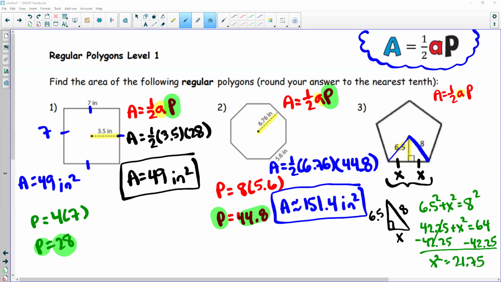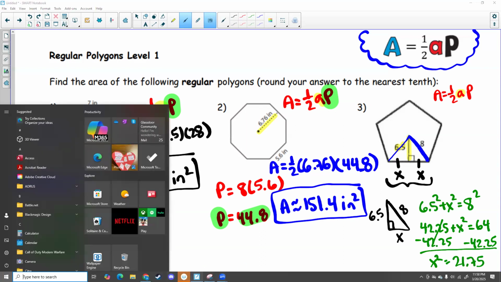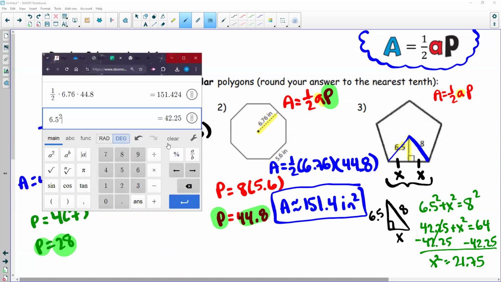Okay. And then let me just double check to make sure that I'm not making any silly mistakes here. We have the 64 minus 42.25. It is 21.75. So if I want to solve for x here, I need to square root both sides. So let's go ahead and square root that. We're going to take the square root of 21.75.